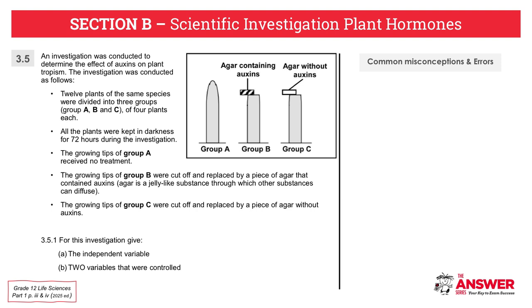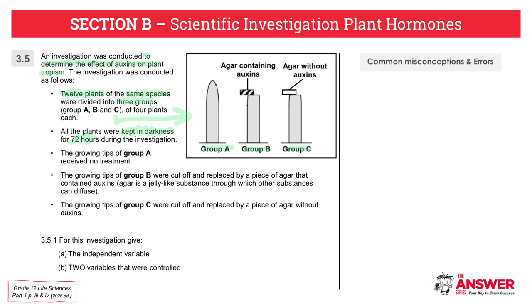Then the last scientific investigation was conducted to determine the effect of auxins on plant tropism. The investigation was conducted by having 12 plants of the same species divided into 3 groups. You can see them on the picture, group A, B, and C. And there were 4 plants in each, even though the picture only shows us 1. All the plants were kept in darkness for 72 hours during the investigation.